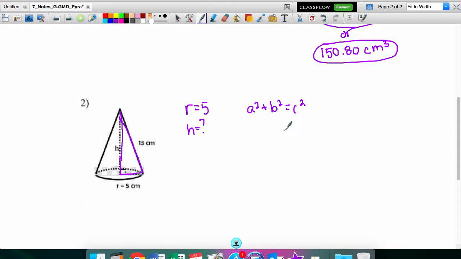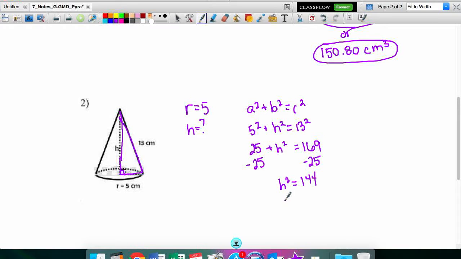The hypotenuse is the most important side to plug in, correct? And that would be our 13, since it's across from our right angle. This leaves our 5 and our h as our a and b. Again, order doesn't matter. And now we can solve for h. 5 squared is 25. 13 squared is 169. Subtract 25. And we get h squared equals 144.